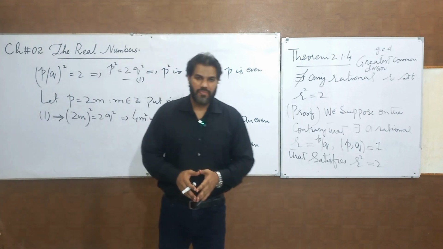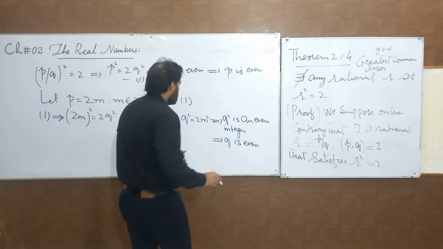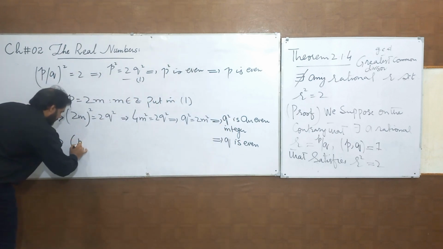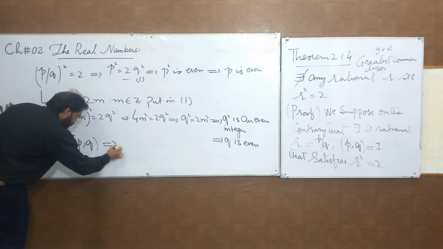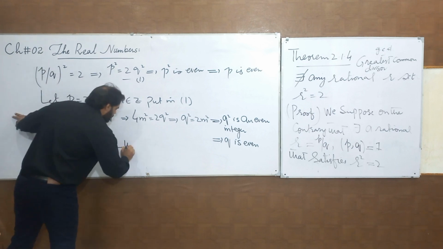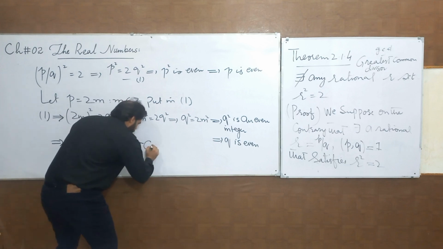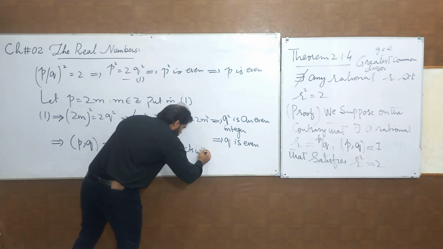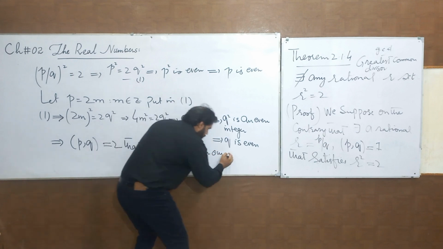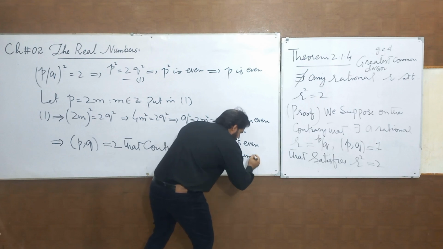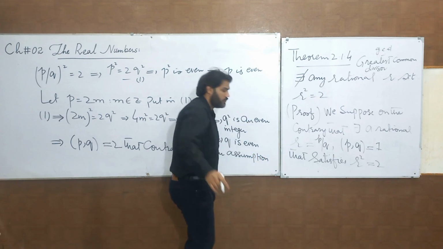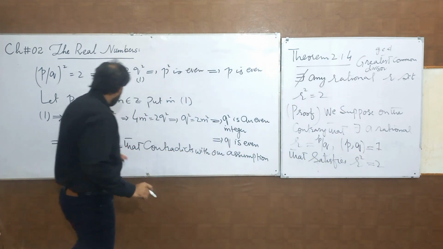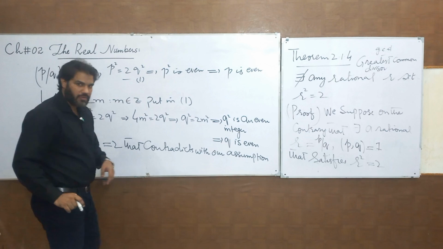It means they have a common factor 2. This implies p and q both are even. It means their GCD is 2. That contradicts with our assumption, because we have assumed that their GCD is 1. Now we have proved that their GCD is 2. So it contradicts with our assumption.